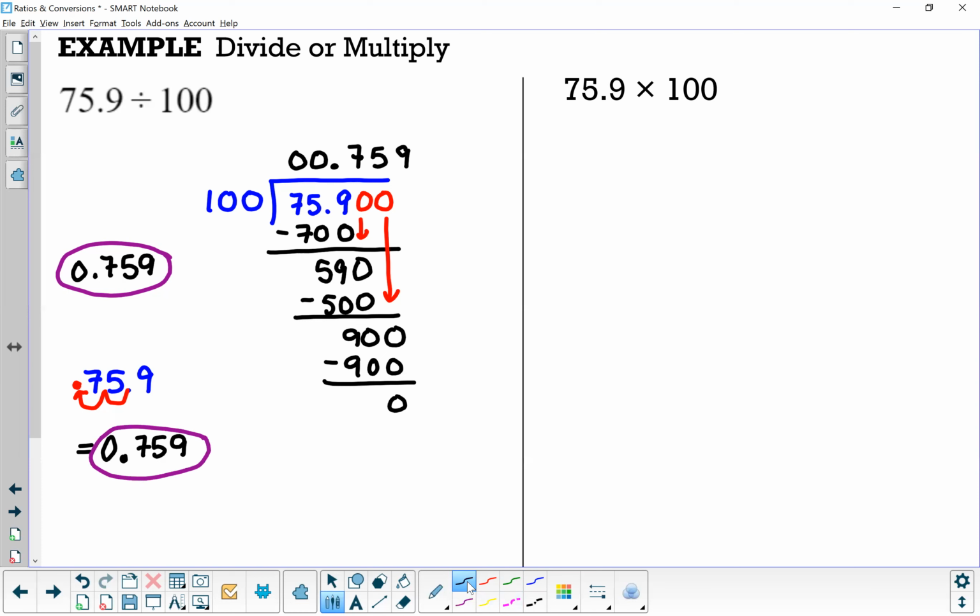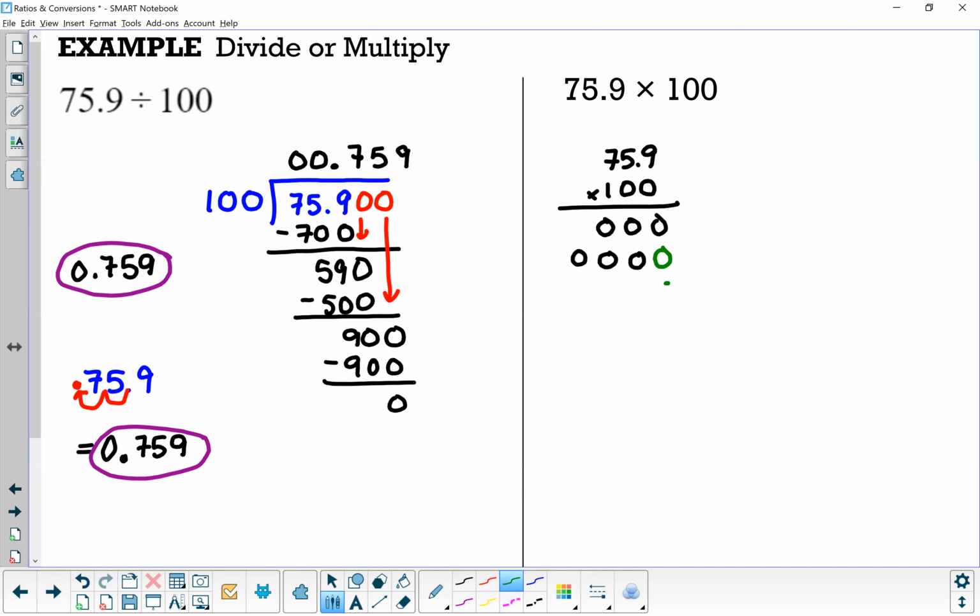All right, now let's look at 75.9 times 100. So again, we'll do the multiplication. Let's set it up. 75.9 times 100. All right, so if I do 0 times the 9, we get 0. 0 times the 5, 0. 0 times the 7, 0. All right, second row. 0 times the 9, 0. 0 times the 5, 0. 0 times the 7, 0.